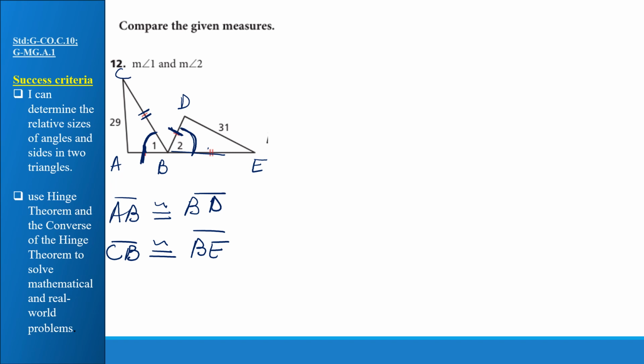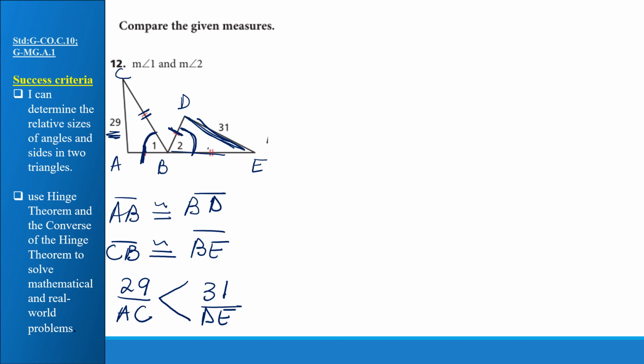Now angle 1 and angle 2 are not given, so you have to check the third side. The third side is 29, and its name is AC. The other side, which is given as 31, is DE. Which one is bigger, 29 or 31? Definitely 31 is bigger.